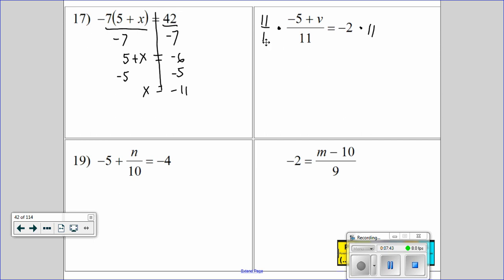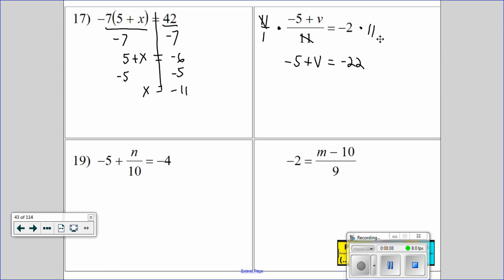Now I have 11 over 1 times negative 2 times 11, or equal to negative 2 times 11. So we're just going to multiply by 11 on both sides. The 11s will cancel out. Now that this is gone, I can just bring my negative 5 plus v down and multiply my negative 2 times 11.